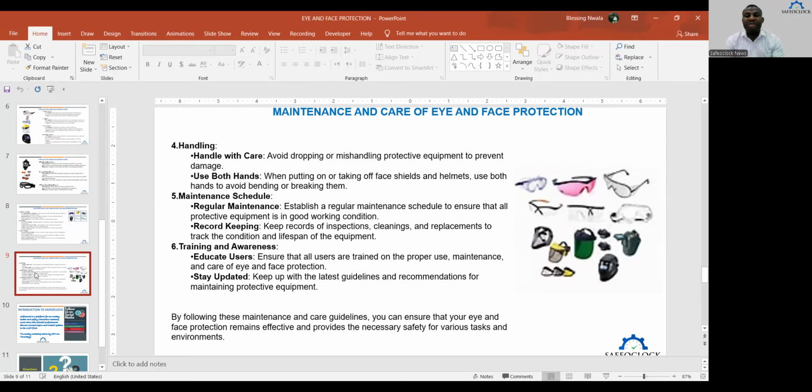Another thing that is very important is training and awareness. The workers and those using this personal protective equipment should be properly trained. They should be informed of how to take care of this PPE, how to know when it's damaged, when it's faulty, how to use it best, how to store it. So adequate training and awareness will help to ensure that the best is gotten out of this face and eye protection.